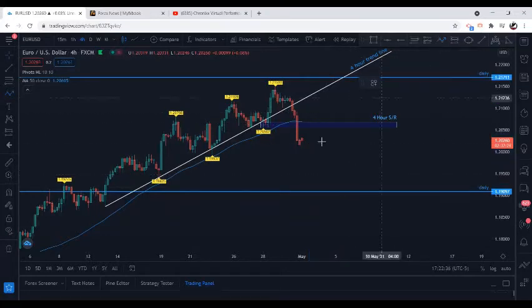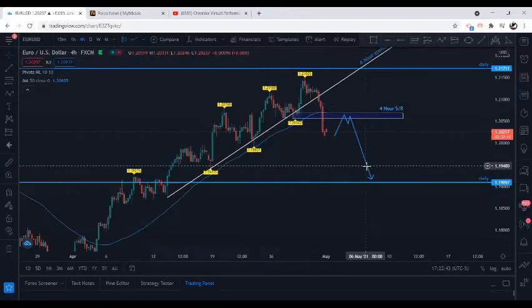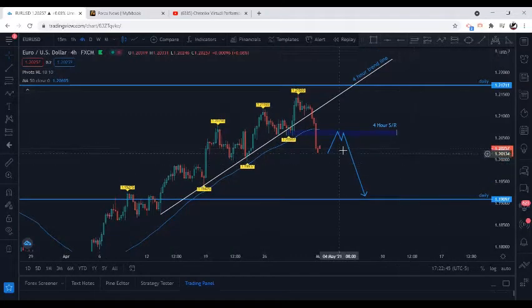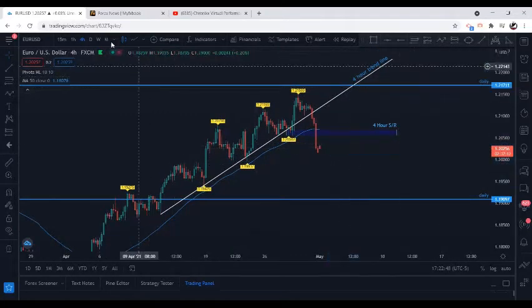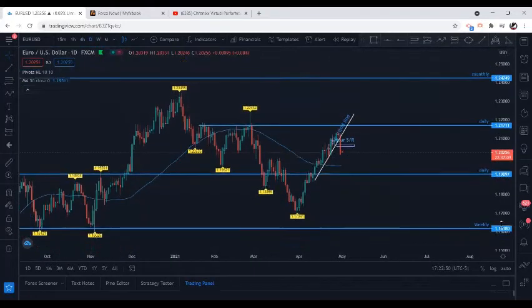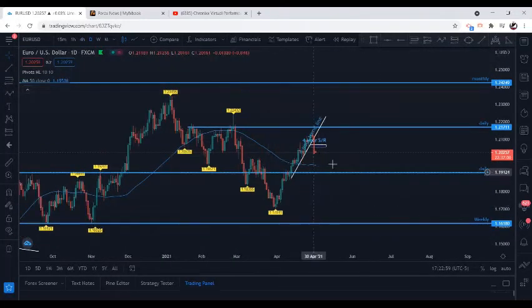I would look to take price back to this daily level right here, because on the daily time frame we can see that price has a strong downward momentum currently. So we can see price coming back to this daily level to retest, or even this level right here.